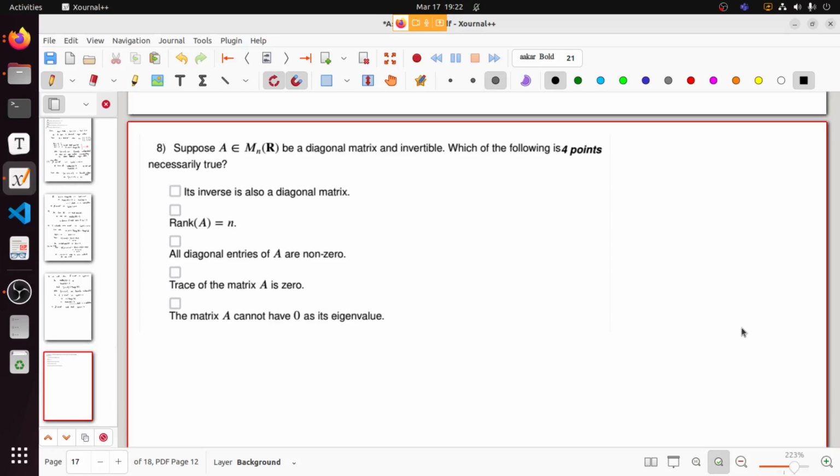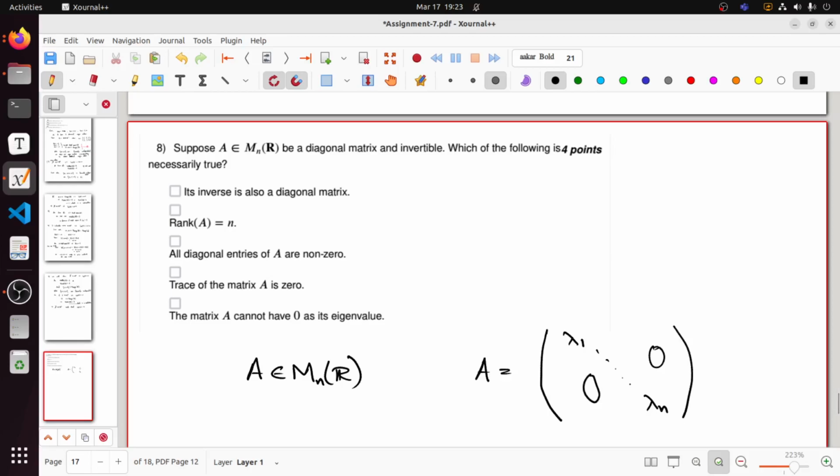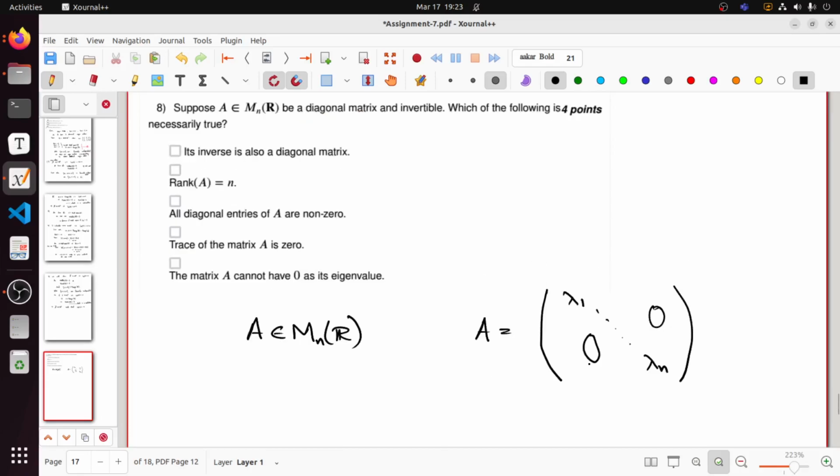What it is saying: suppose A is an n cross n matrix, diagonal, and also invertible, then which of the following options are necessarily true? Necessarily true means always true. So A is an n cross n matrix and diagonal, right? So A will look like this: lambda 1 dot dot dot lambda n, and all others are 0, right? Only diagonal entries are non-zero. So for a diagonal matrix, and this is invertible also, given A is invertible.